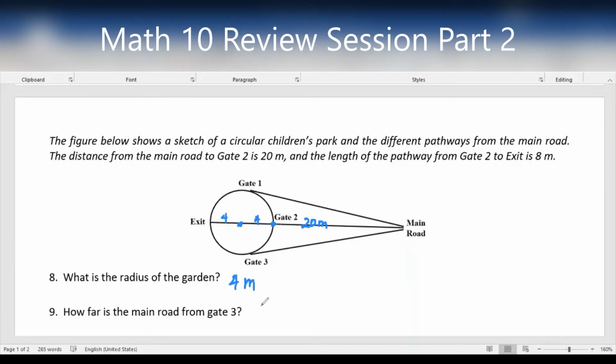How far is the main road from gate 3? Ito yung question ngayon. From main road to gate 3, how far is this? Sige nga, solve nyo. There are 2 ways to solve this. One is using Pythagorean theorem, and the other is applying the theorem in tangent line tsaka second line. Tangent line and second line.